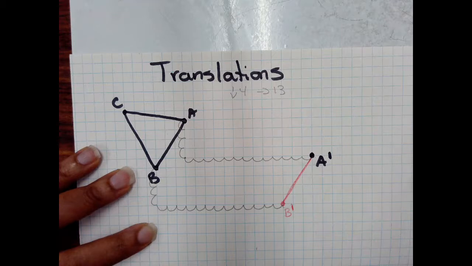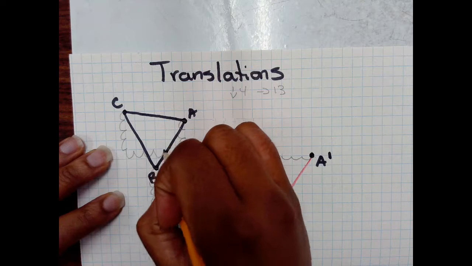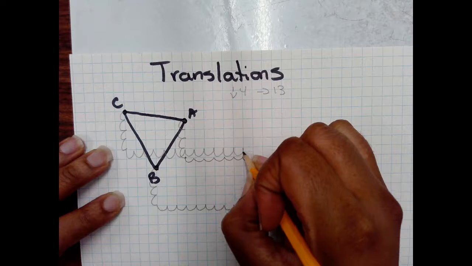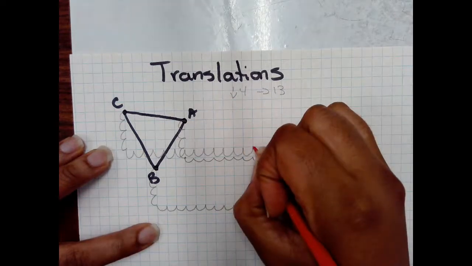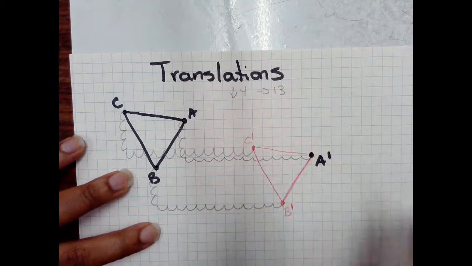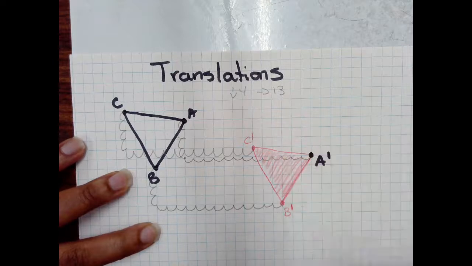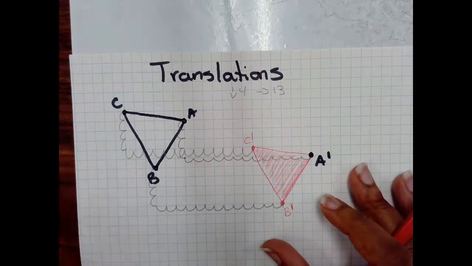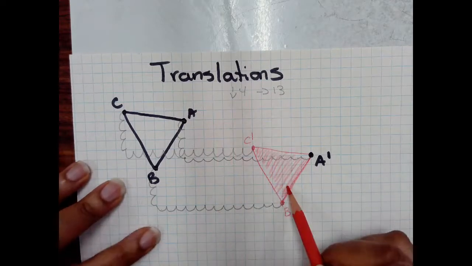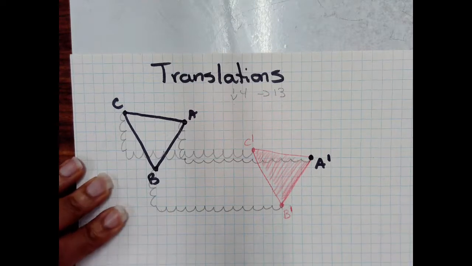So now I'm going to do the same thing for point C. 1, 2, 3, 4. 1, 2, 3, 4, 5, 6, 7, 8, 9, 10, 11, 12, 13. C prime. So there is my transformation. I translated triangle ABC, 4 units down, 13 units to the right, to create my new triangle, triangle A'B'C'. Let's look at another example on graph paper.